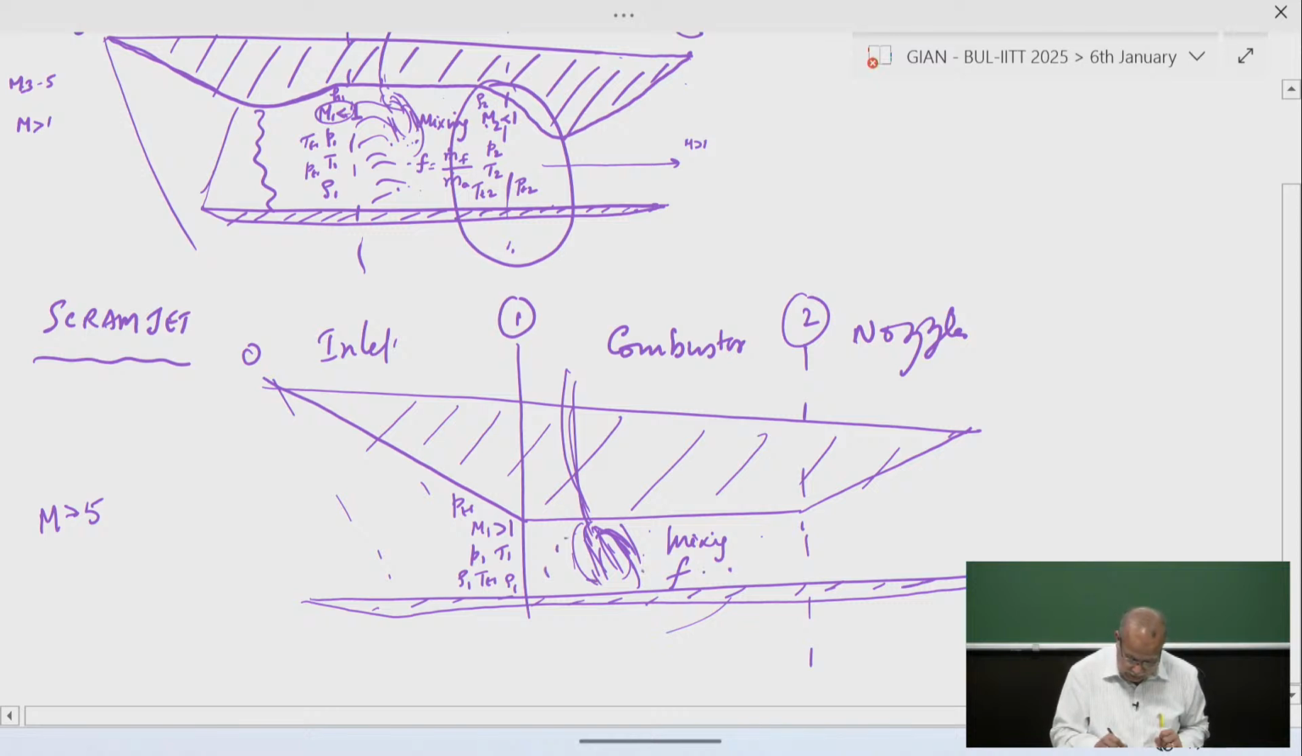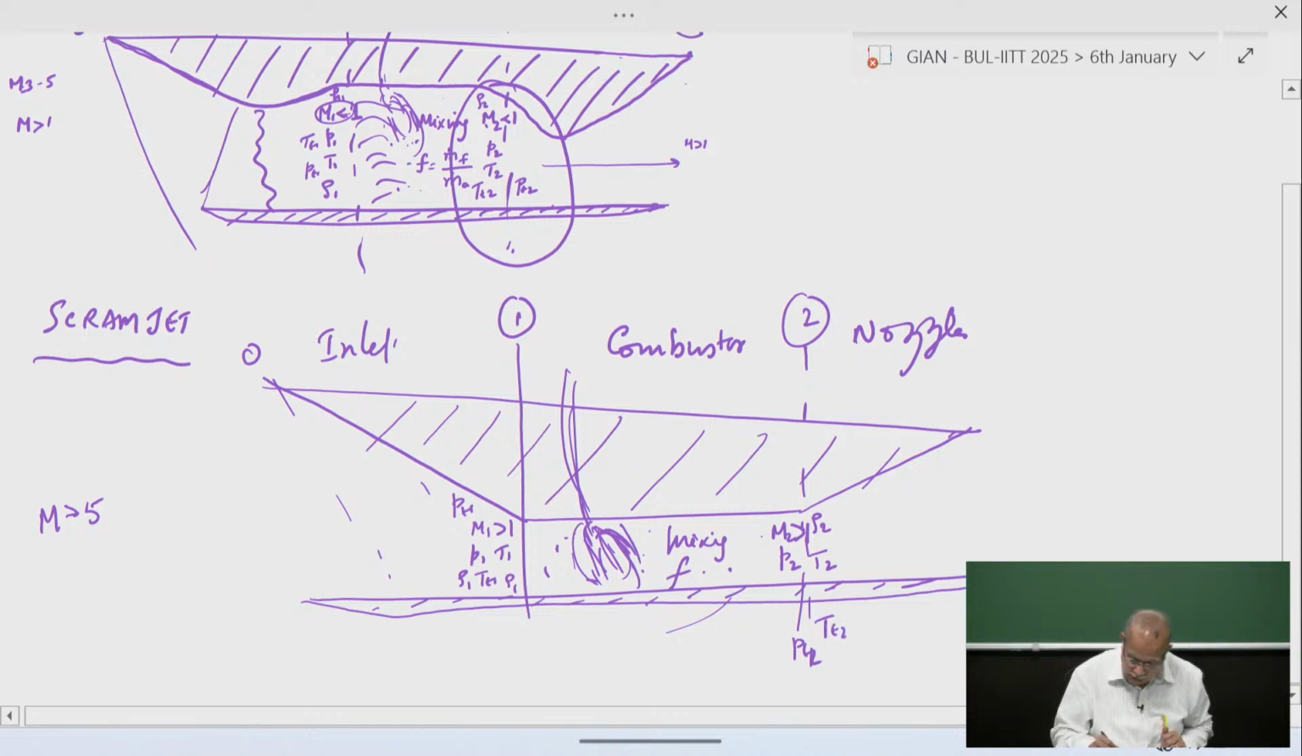Now after the combustion, the properties will change. M1 entering will not be the same as M2, but M2 will be supersonic leaving the combustor. The pressure will be P2, the temperature T2, density ρ2, the total pressure Pt2, and the total temperature Tt2.